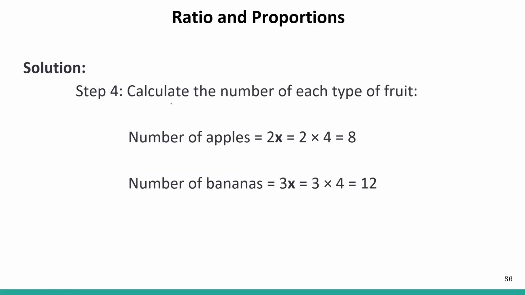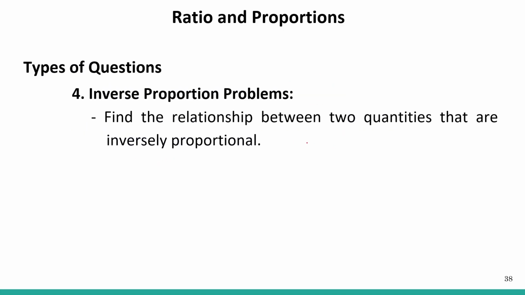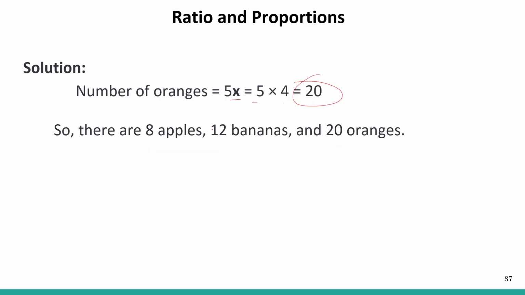So then we calculate the number of each type of fruit. The number of apples is equal to 2x, that is 2 into 4, which is 8. The number of bananas is equal to 3x, that is 3 into 4, which is 12. The number of oranges is equal to 5x, that is 5 into 4, which is 20. There are 8 apples, 12 bananas and 20 oranges. Okay, so this is the final answer: 8 apples, 12 bananas and 20 oranges. Final answer.